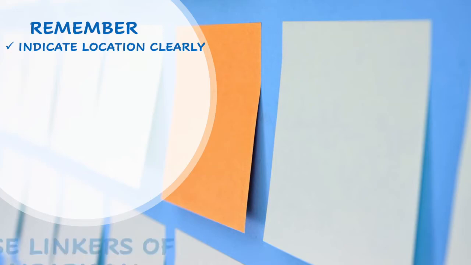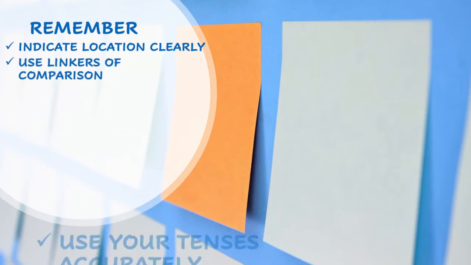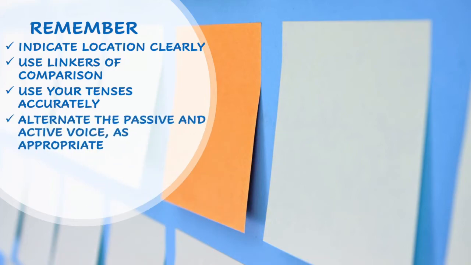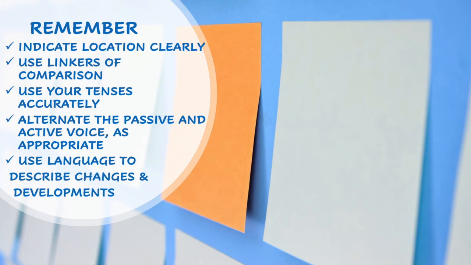And here is what you need to remember. Indicate the location clearly. Use linkers of comparison and your tenses accurately. Alternate the passive and active voice as appropriate, of course, and use language to describe the changes and the developments in buildings, green areas, or infrastructure.